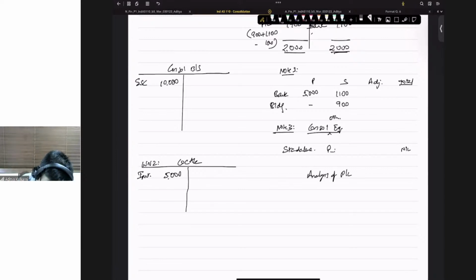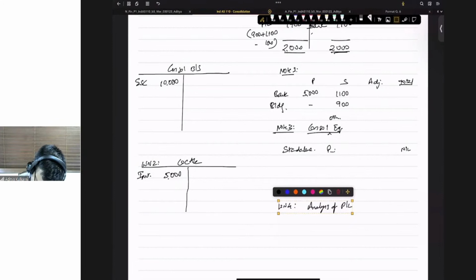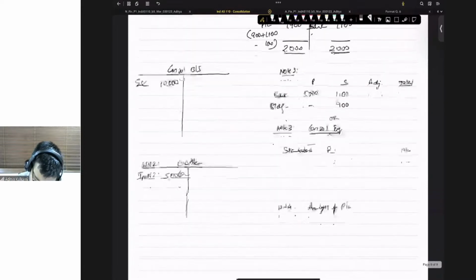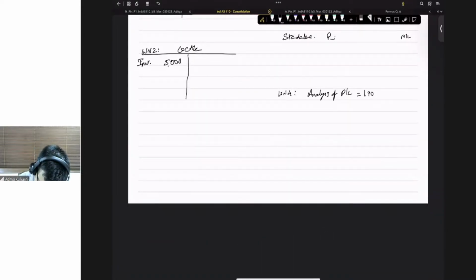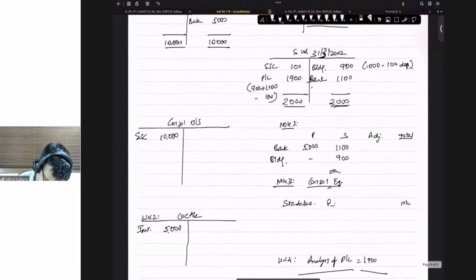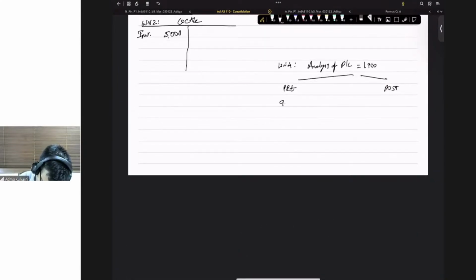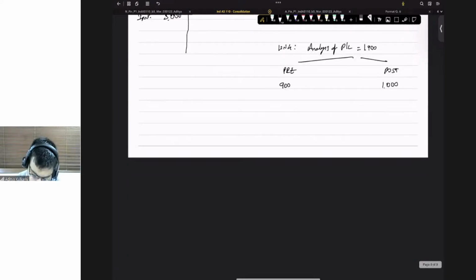Then we proceed to analysis of reserves. Analysis of P&L, working note 4. What is the balance in your P&L? Sir, that is 1,900. So 1,900, and we do the split pre-post. On the date of acquisition, it was actually 900. Then it became 1,000. You have earned 1,000 thereafter.